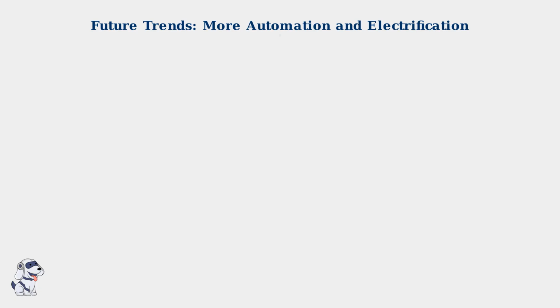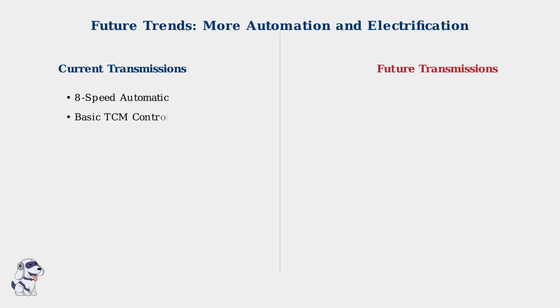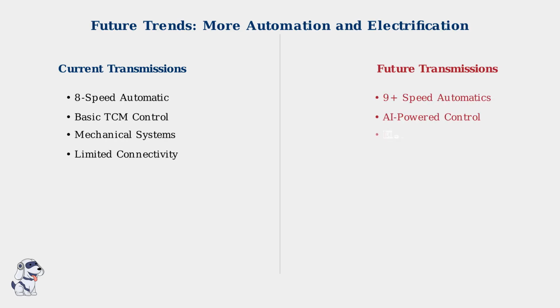The transmission landscape is rapidly evolving. Ram trucks and the entire automotive industry are moving toward greater automation, advanced control systems, and electrification integration. Current transmissions like the 8HP45 and 845RE represent solid engineering, but future transmissions will feature more gears, artificial intelligence control, electrified components, and seamless integration with vehicle systems. Let's examine the key trends driving this transformation, starting with automation advancement.